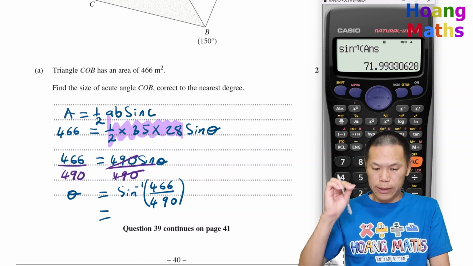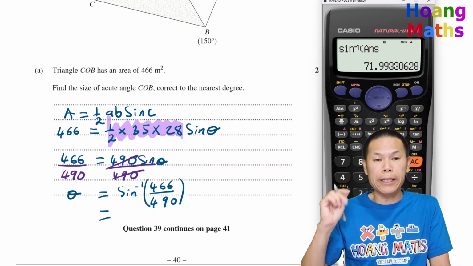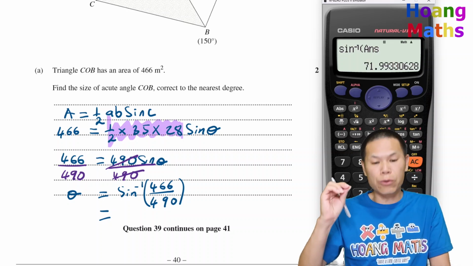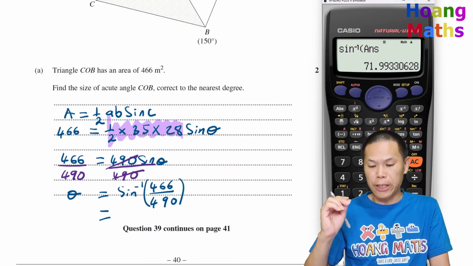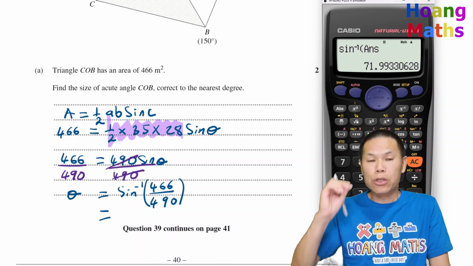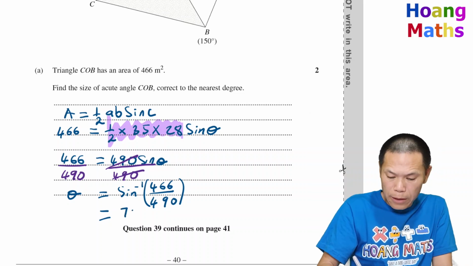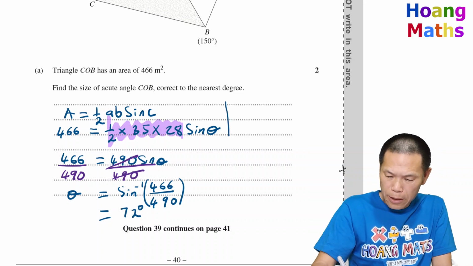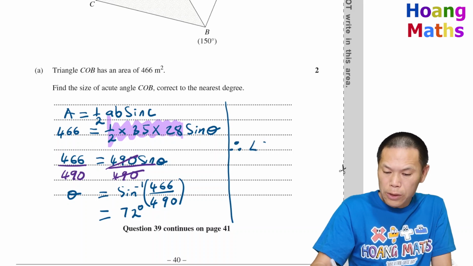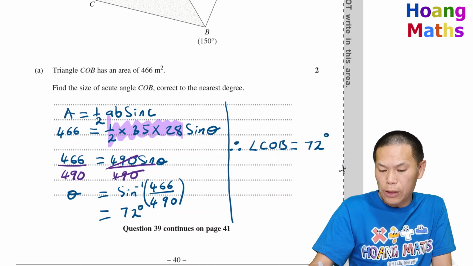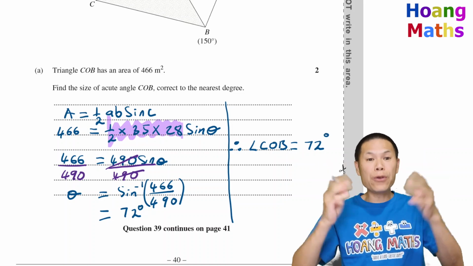So there you go, 71.99 degrees, but we need to correct to the nearest degree, the whole number if you wish. So that is 72 degrees. So theta is equal to 72 degrees. Let me just write here. Therefore, angle COB is 72 degrees. There you go.